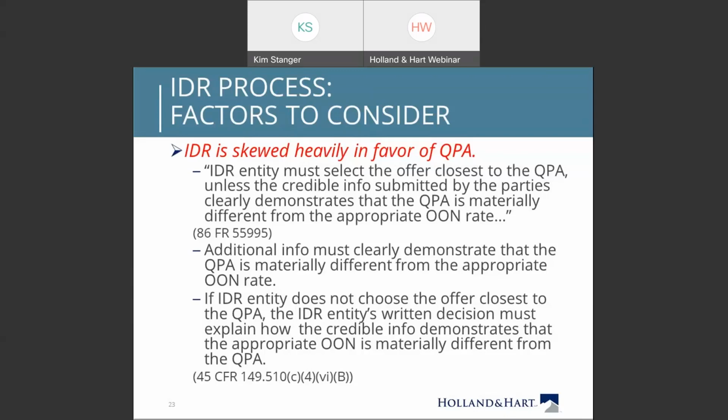Now, the IDR entity may consider additional information based on the factors that are submitted, but if they're going to vary from the QPA in their written decision, the regulations specifically say the IDR entity has to clearly demonstrate that the QPA is materially different from the appropriate out-of-network rate. If the IDR entity does not choose the offer closest to the QPA, the IDR entity's written decision must explain how the credible information demonstrates that the appropriate out-of-network rate is materially different from the QPA. So you better have pretty good reasons for justifying your rate if it's not going to be the QPA.